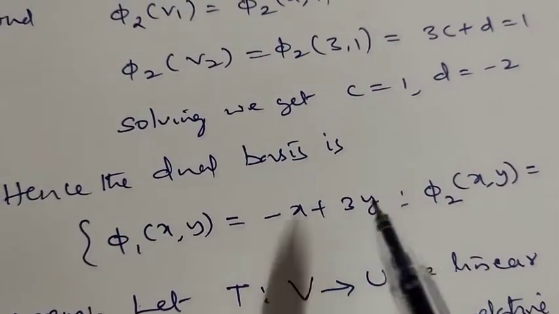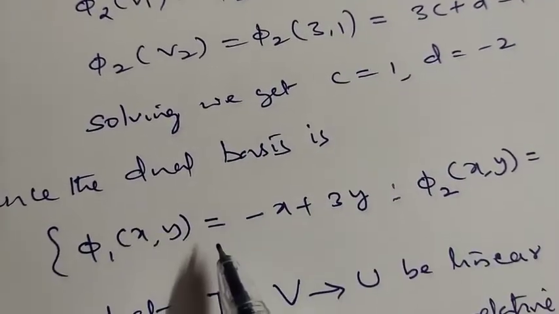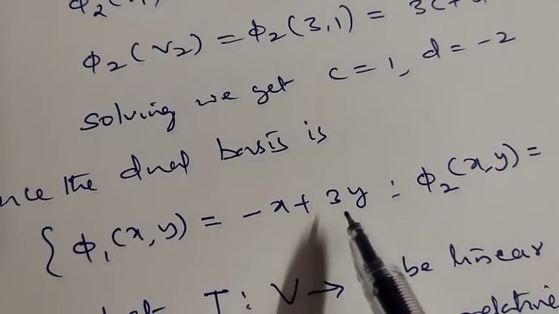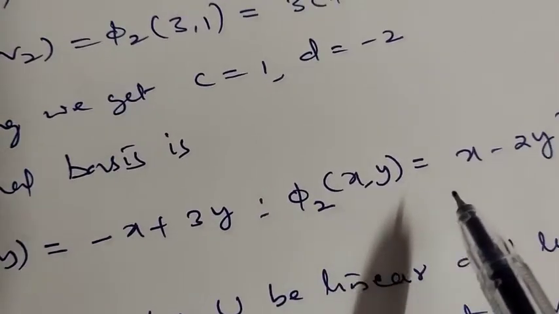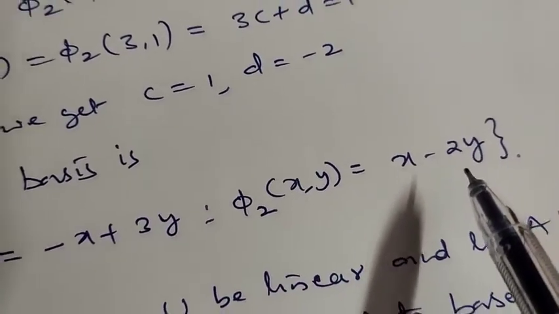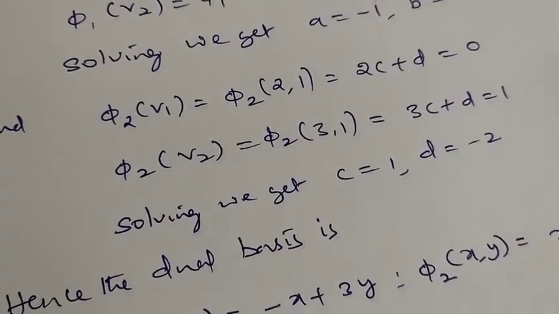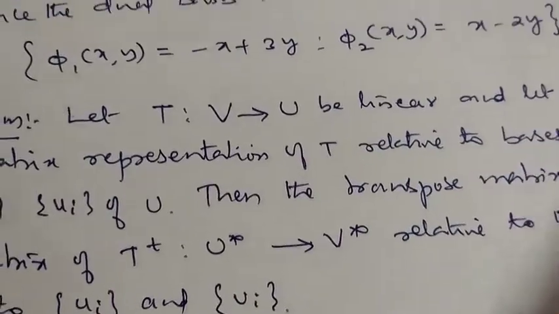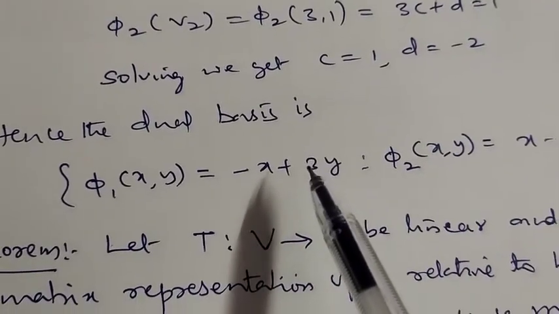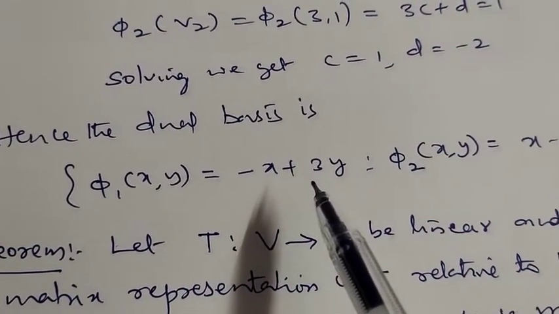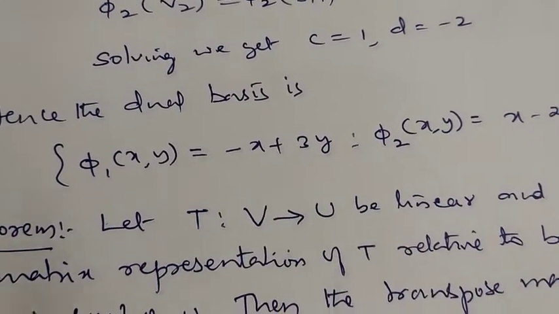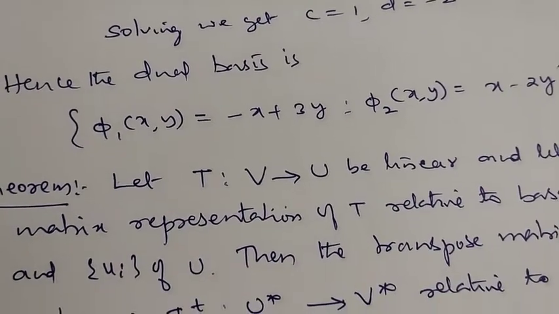Therefore, the dual basis is phi 1 of (x, y) equal to -x plus 3y, and phi 2 of (x, y) equal to x minus 2y. These are the linear functionals, the dual basis to the basis elements v1 and v2. Now, let's take up this theorem.